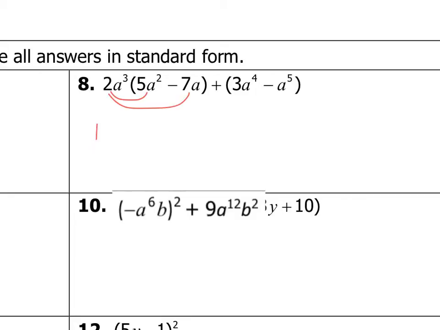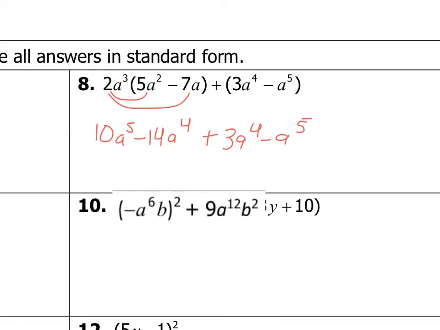2 times 5 is 10. But a to the third times a to the second would be a to the 3 plus 2, or a to the fifth. We add the exponents. Now, 2 times negative 7 is negative 14. But a to the third times a would be 3 plus 1, which would be a to the fourth. And we're adding that with 3a to the fourth minus a to the fifth.